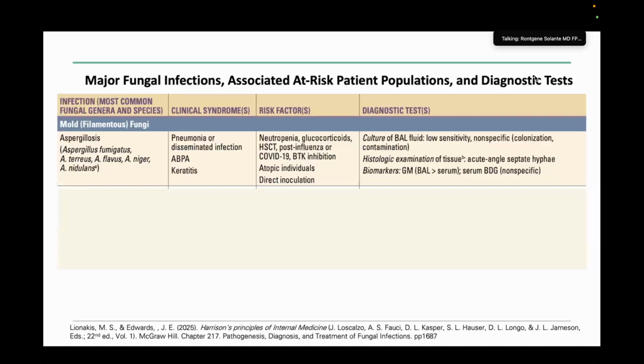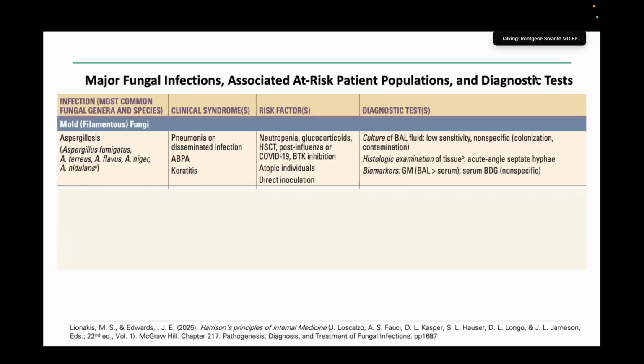Those taking high dose glucocorticoids or steroids, patients who are transplant recipients or post hematopoietic stem cell transplant recipients, those patients who recover from influenza infection, and even those who had COVID-19. So remember during the COVID-19 epidemic, when India reported a high number of patients with COVID-19 co-infected with aspergillosis, no? So they called it the black fungus during that time.